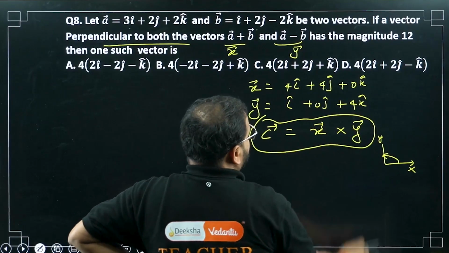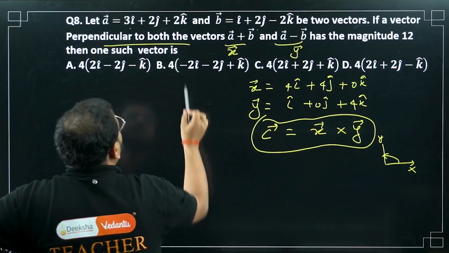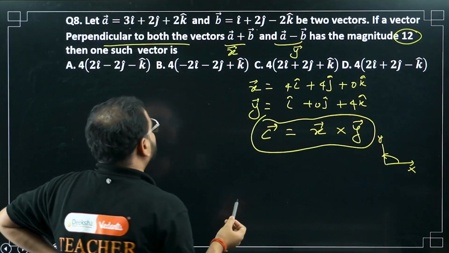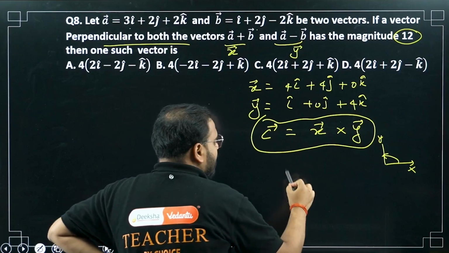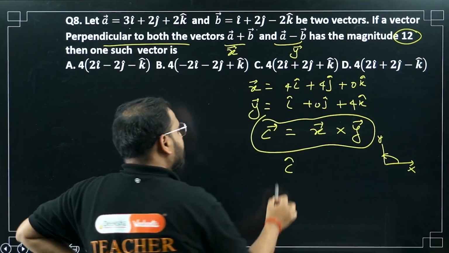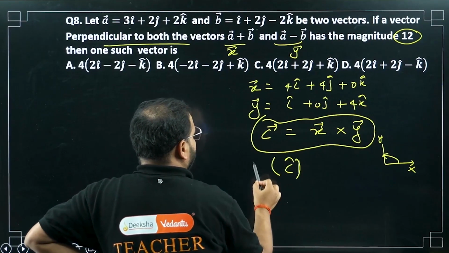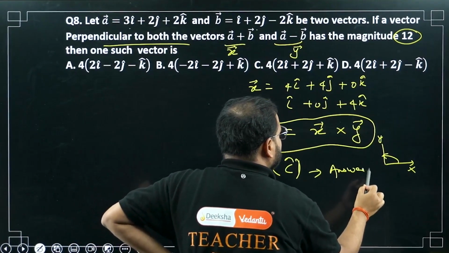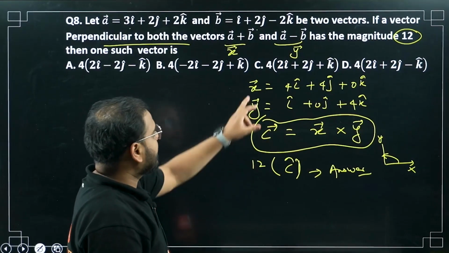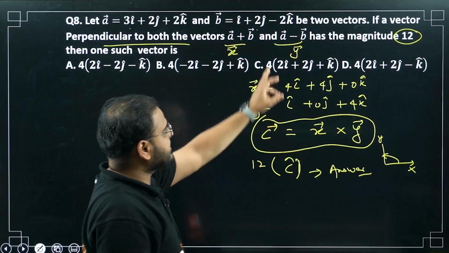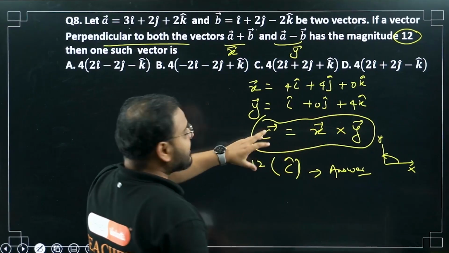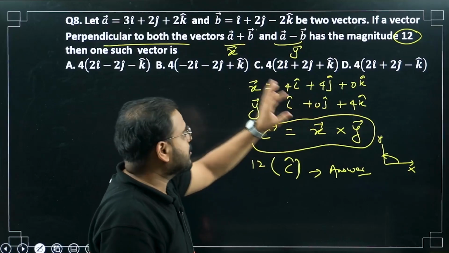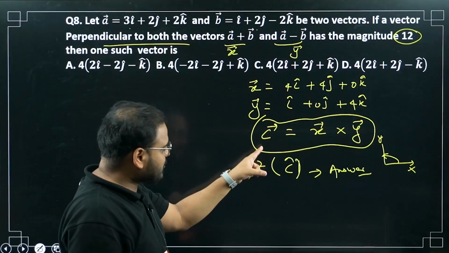So what are they asking? A vector perpendicular to both the vectors with the magnitude 12. It means if I can find c cap and then multiply 12 with it, this is my answer. I have broken the question into simpler words. X is a plus b, y is a minus b. We got the values. They're saying a vector perpendicular to the sum and the difference, so a vector perpendicular to x and y. Let's call that vector c.